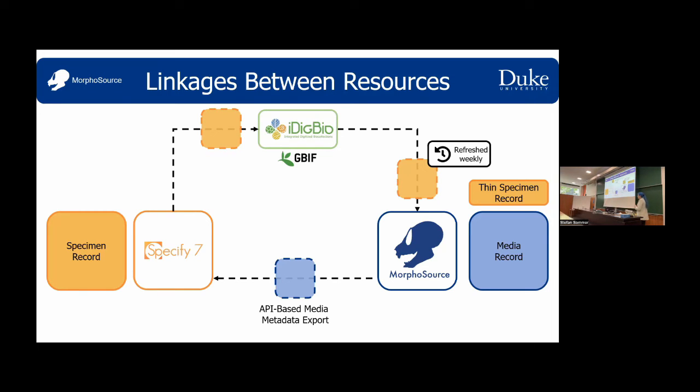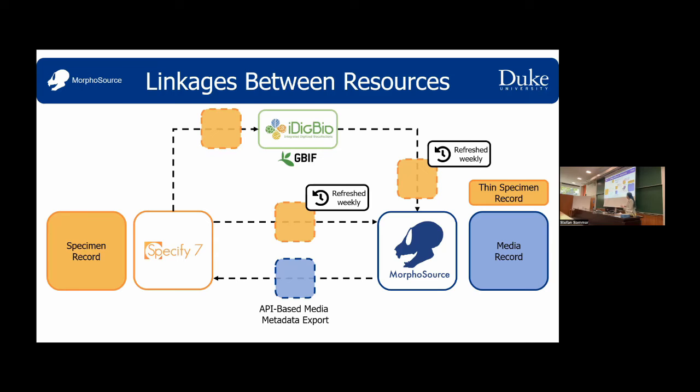And having these API-based media metadata endpoints also allows us to close this loop. Right now, an organizational team manager, so a museum collection staff member who has a MorphoSource account, can actually pull down JSON or CSV format metadata records of all the media on MorphoSource that represent specimens from their collection, which they could then pull into Specify, basically just closing this data loop, making sure everything is linked, everything is connected, so that we can hopefully build larger data sets.